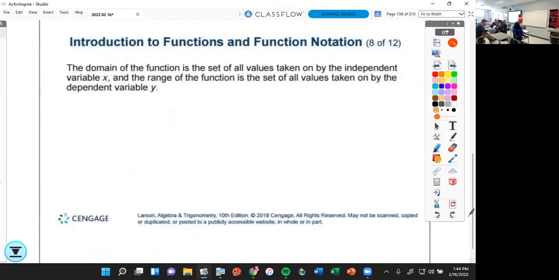The domain of a function is the set of all values taken by the independent variable x. The range is the set of all values taken by the dependent variable y. So remember that domain comes before range and x comes before y, right? So don't get your domain and range backwards.